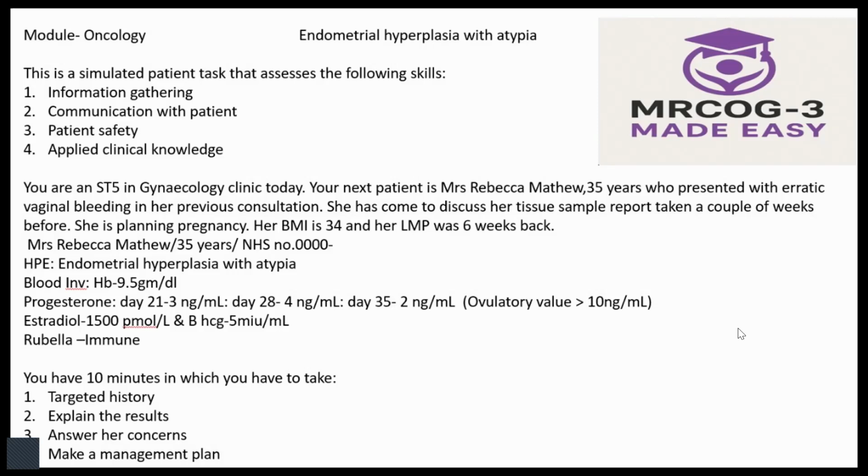Do you have any family history? Anyone has any cancer of the bowel or any womb or ovary? She will say yes or no. Sometimes they will give in that station that her sister or brother had some cancer. They may give that also.